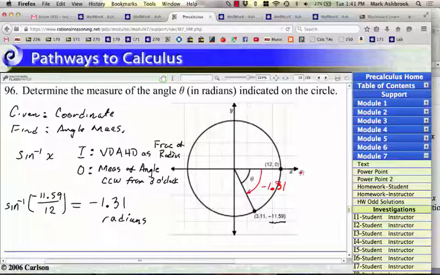So this arc length right here, does it make sense that it could be 1.31 radius lengths? If our radius is 12 here, does it make sense that that could be about 1.31 radius lengths? Yeah. It's like saying about 1 and a third radius lengths. Same thing here, from here to here. Okay, so if you were just asked to report the openness of this angle, you would report 1.31 radians.